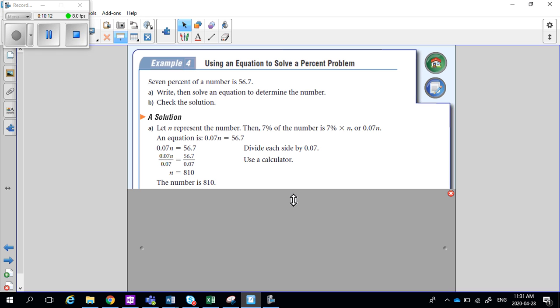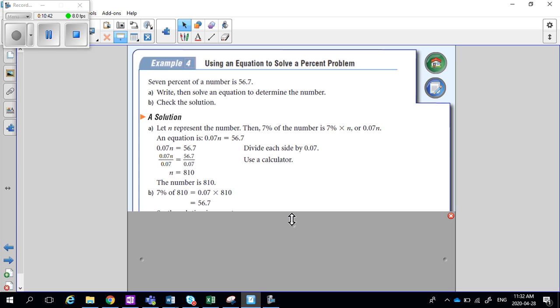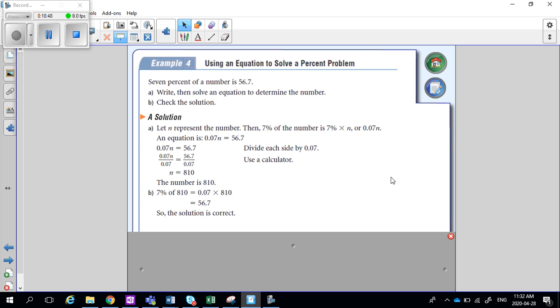7% of 810. Well, if we did an estimation before we verify it, right? 7% is a little less than 10%, and 10% of 810 would be around 80. So is it just a bit below 80? Yeah. So we already think it's probably right. Let's check. So 7% of 810, we would do 0.07 times 810. Remember, 7% is 7 divided by 100. And that is equal to 56.7. Hooray! The solution is correct.